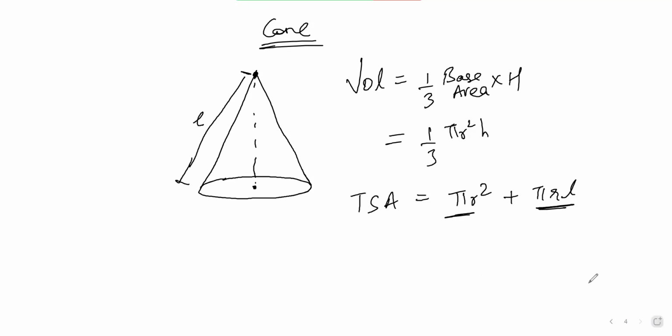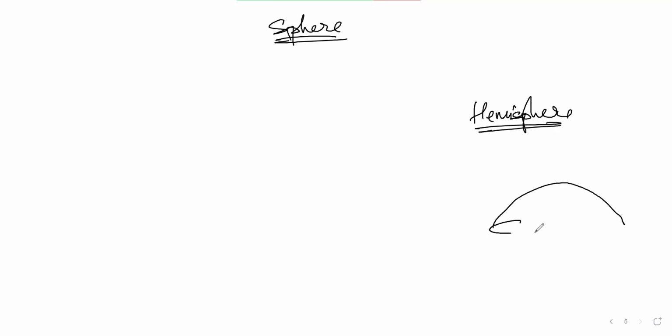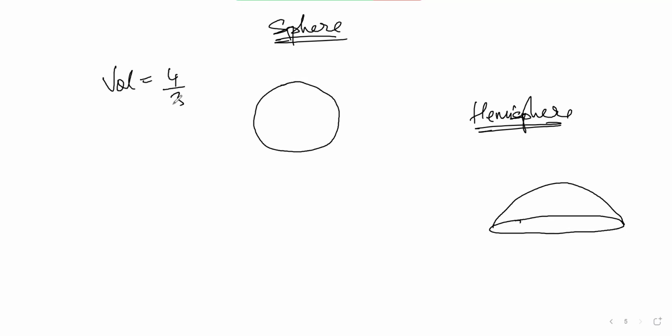Moving on, we have the sphere, and out here we'll discuss the hemisphere as well, which I'll write down here. A hemisphere is like a dome-shaped structure, and a sphere is a ball, basically. The volume of a sphere is 4/3 pi r cube. The surface area is 4 pi r square. That's it about the sphere.